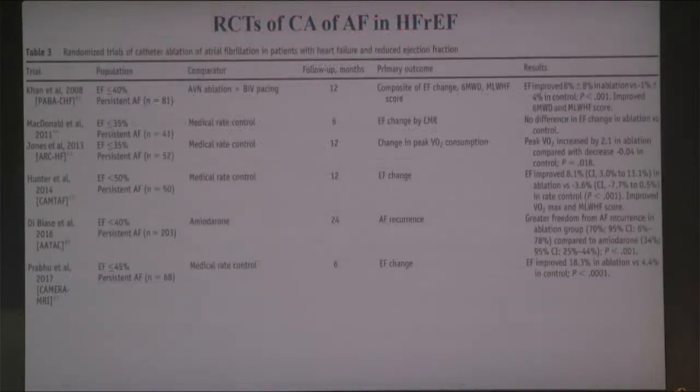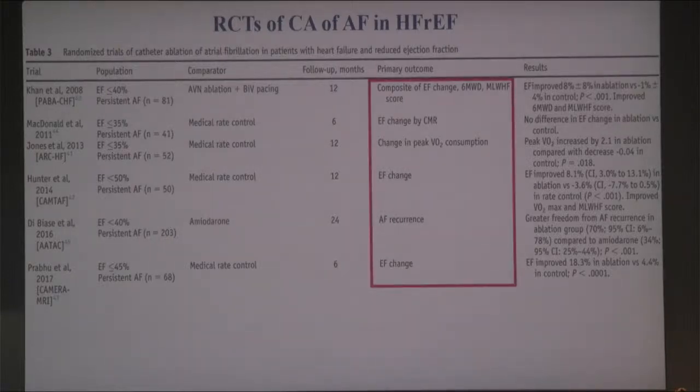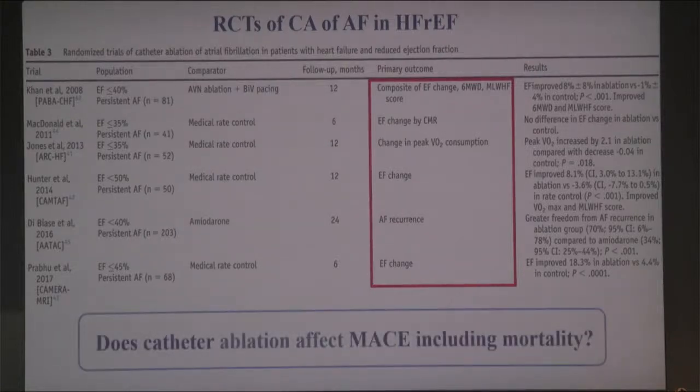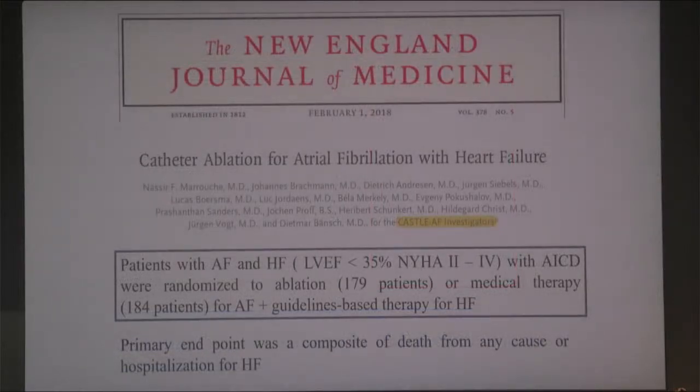This was followed by a spate of studies: the PABA-CHF study, ARC-HF study, the CAMTAF, the ATAC, the Canberra MRI study, a very elegant study by Peter Kistler. What all of these studies showed was improvement in EF, quality of life, exercise tolerance, etc., but none of them showed any improvement in mortality. Till this landmark study, the CASTLE-AF study. In this study, patients with AF and CHF, all of them received an ICD.